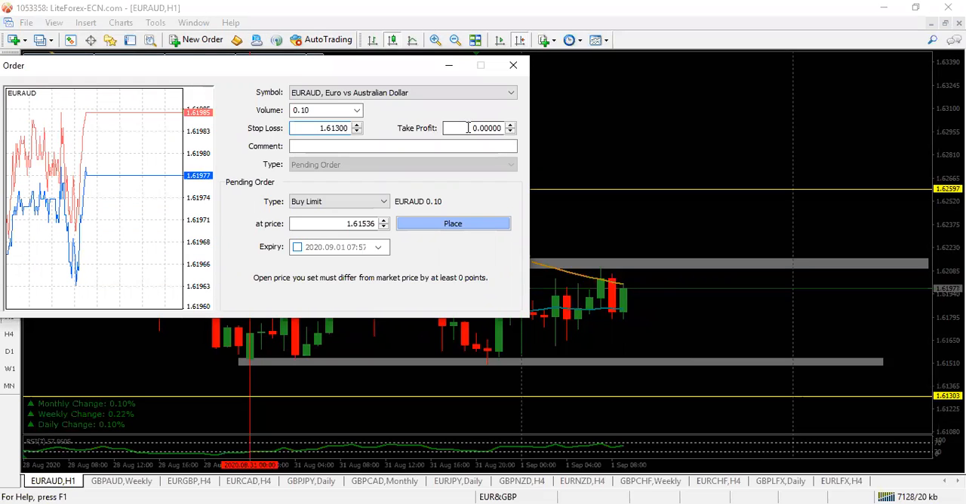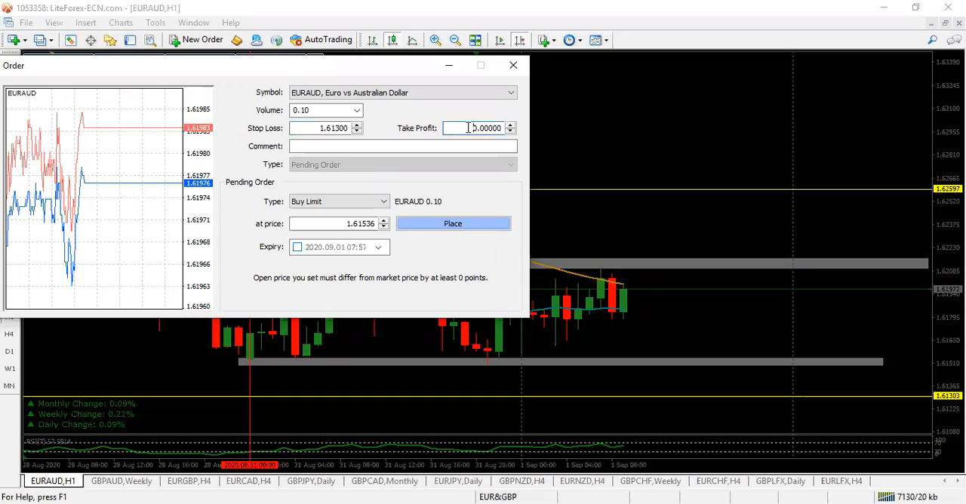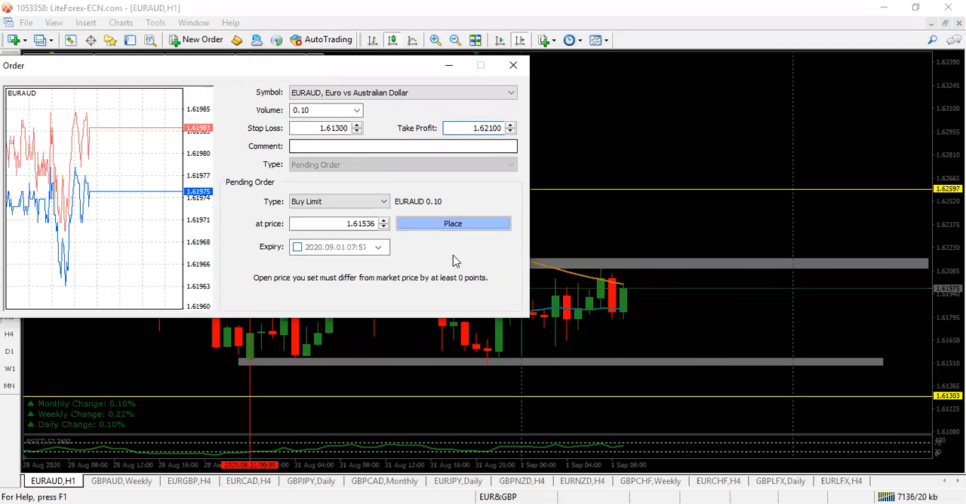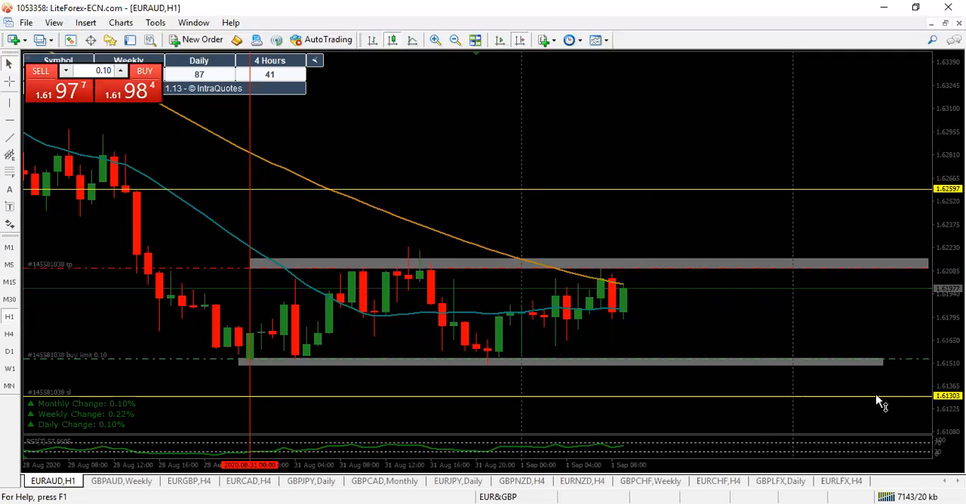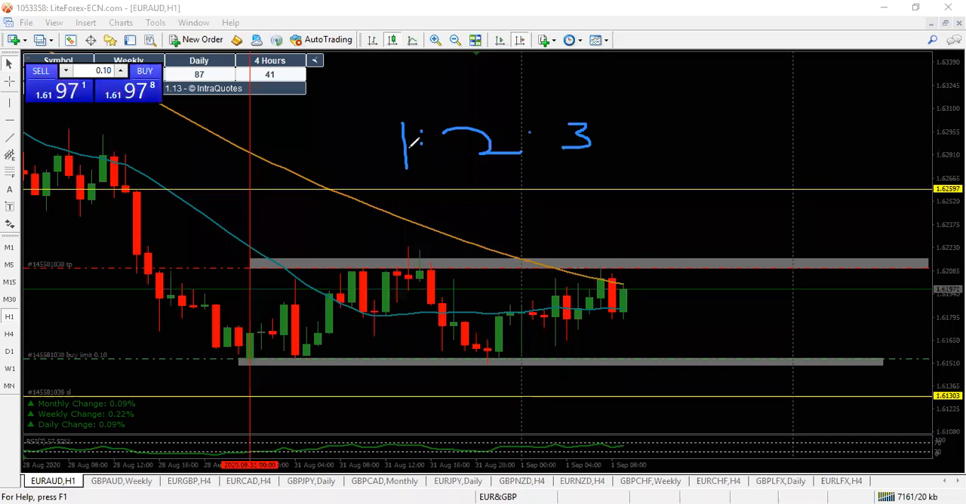And our target should be 1.620 to 1.621. That will be our target. So let's see what it's going to look like in terms of risk reward. We are going to be risking $17 and targeting $41. That's really awesome, and it's more than a 1:2.3 risk reward trade. So that's a very good trade to take.